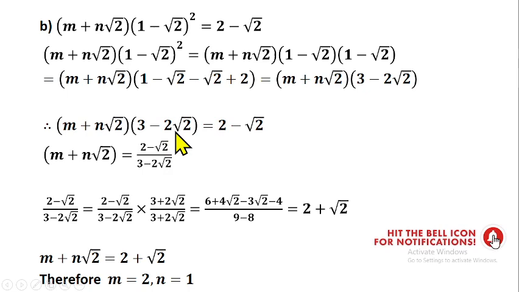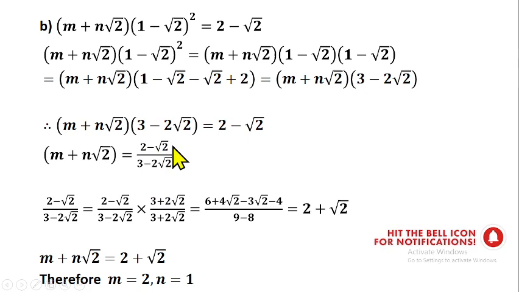If you divide both sides by this bracket, you'll have n plus n√2 on the left equals this divided by this. Are we there? I believe you understand what you have done there. So look at it critically again. You can divide both sides by this bracket. As you have this bracket left, you have (2 minus √2) over (3 minus 2√2).